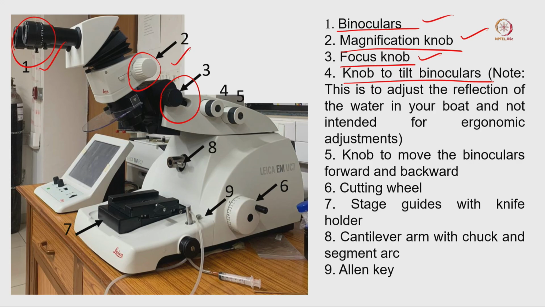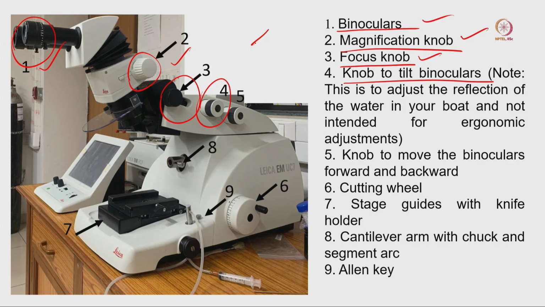Sometimes, this is the knob which you can use to tilt the sample, because whenever we do the sectioning, we have a tissue sample. That tissue sample will come and float on top of water, and you can use this knob, knob number 4, to adjust that.